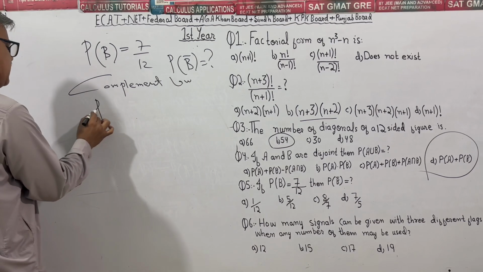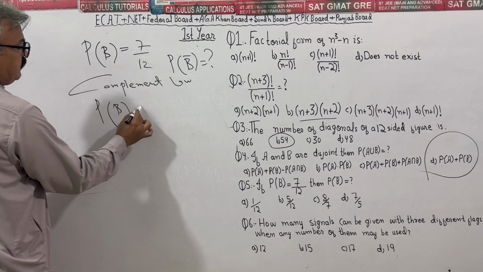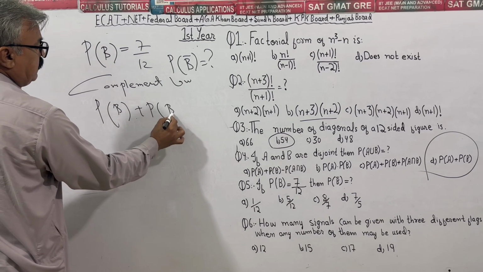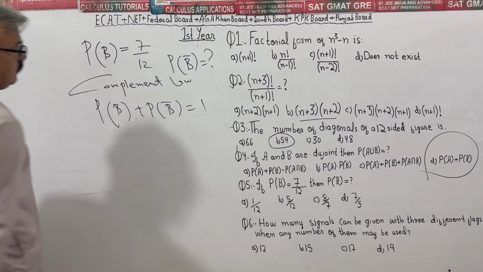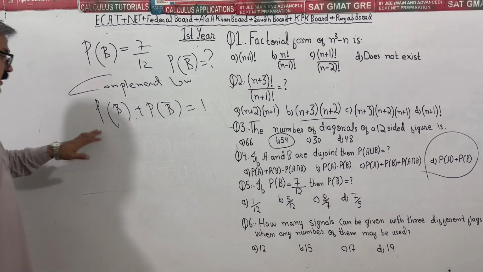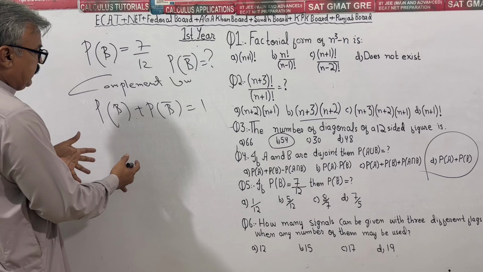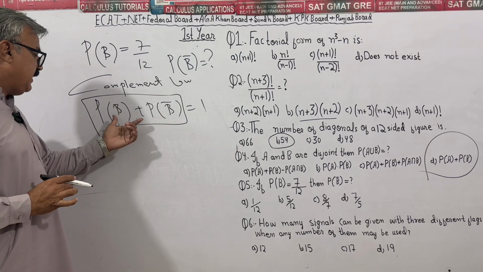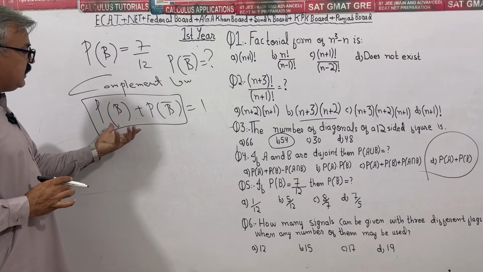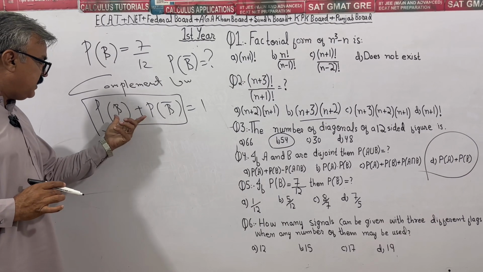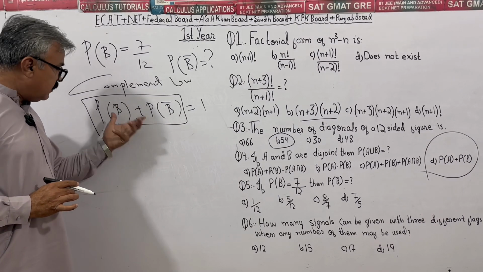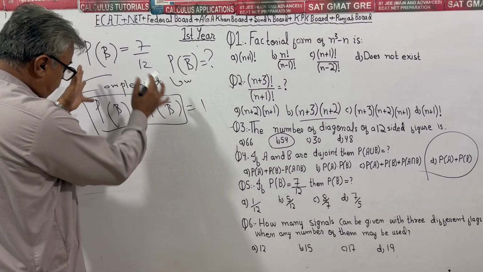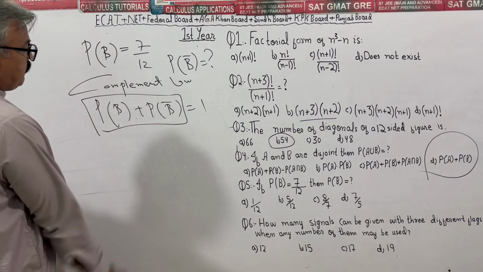Complement law: for any event, probability of B plus probability of B complement is always equal to 1. If you unite them, they are exhaustive. Their union is equal to the universal set, the ground set, the total number of possibilities, the total sample space.